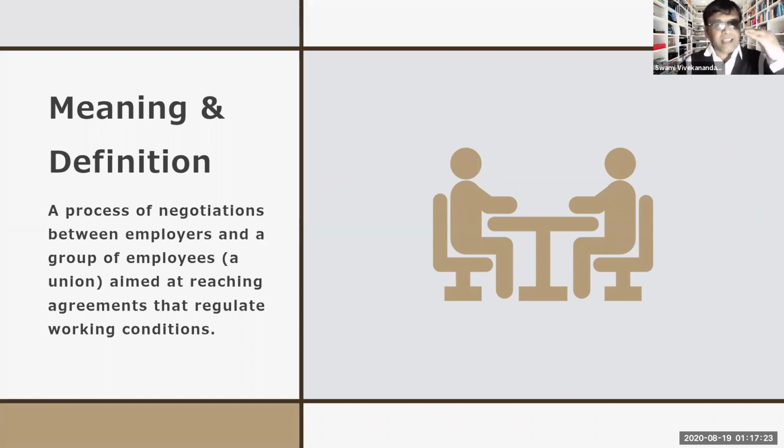So who are the parties? Employer and the employee, employer and the employee representative. So a group of employees or maybe a union.